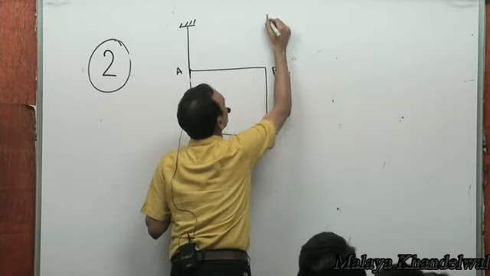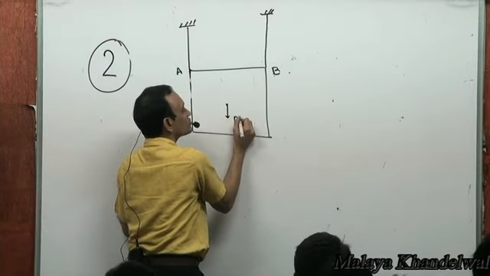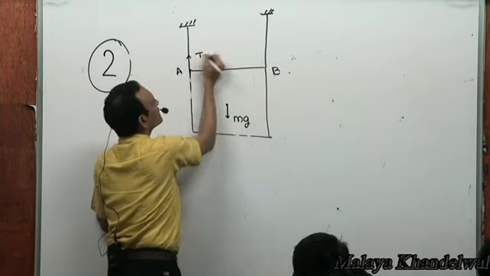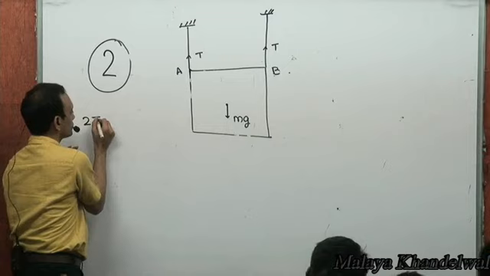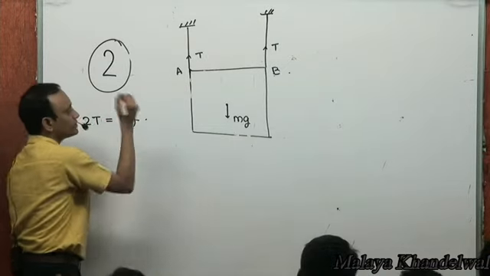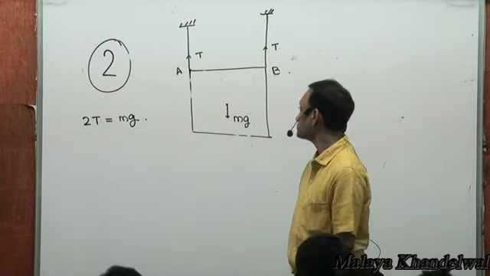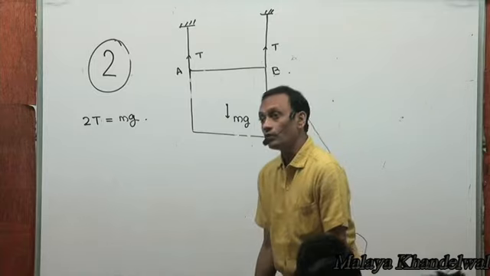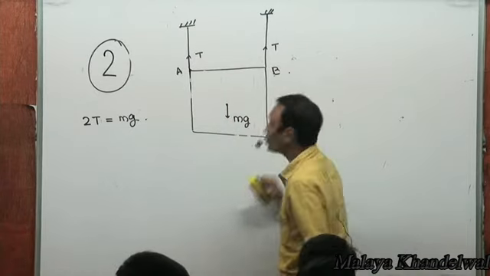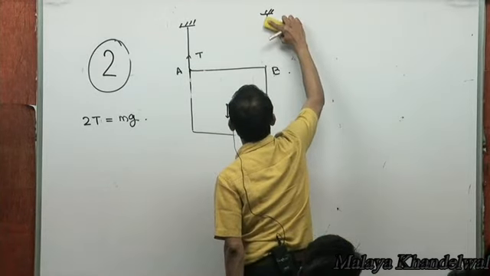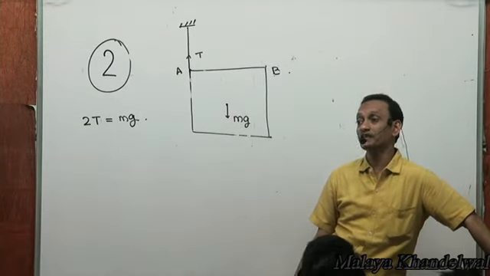See, when the whole thing was in place, there was mg like this, there was T and T from symmetry like this, and 2T was equal to mg earlier. Before B was snapped, 2T was mg. But now, if I suddenly snap B, so T turns out to be mg by 2. Now if I snap B, what do you think would happen to T? Will it remain the same or change?